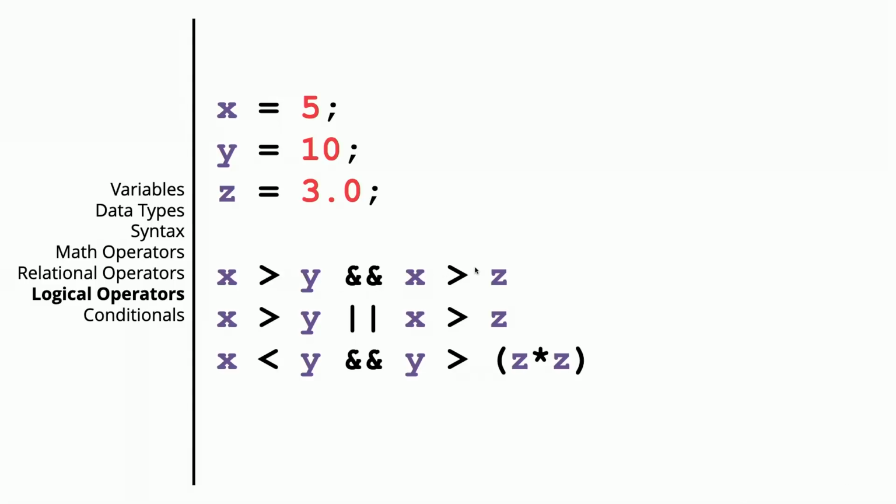So in the second example, x is greater than y. That's false, right? The first half. And x is greater than z. That's true. But because one or the other can be true, the final answer is going to be true.